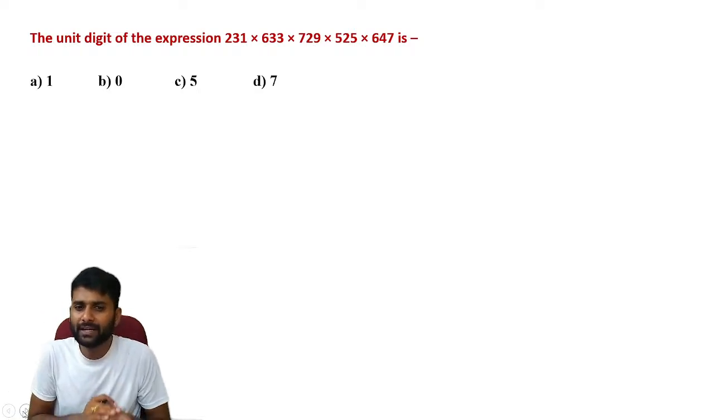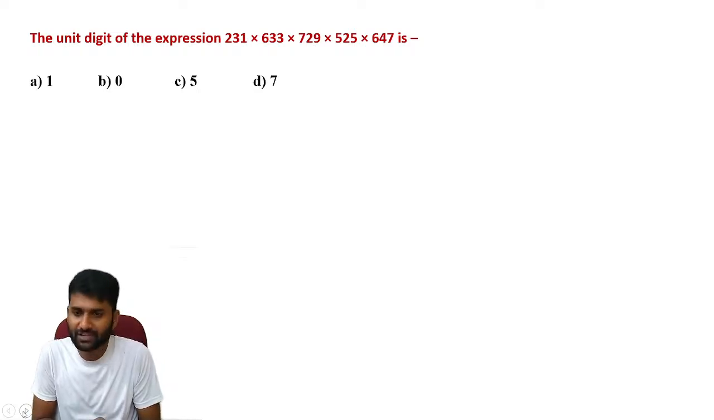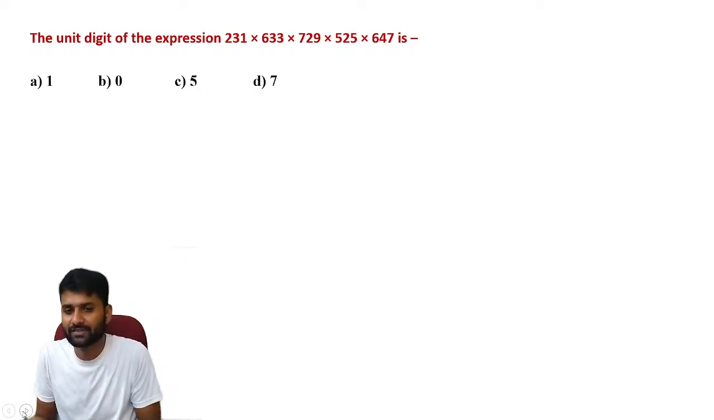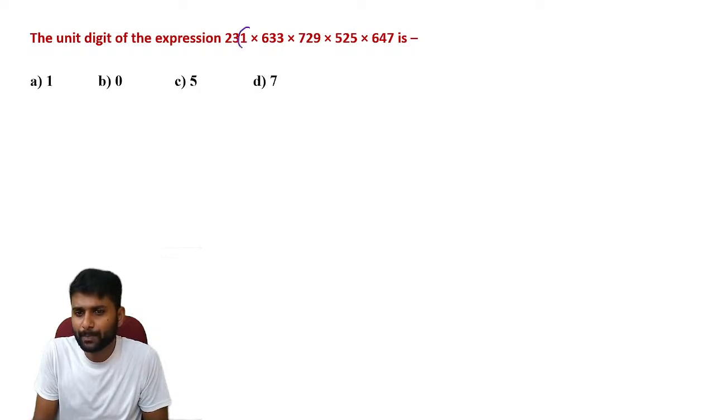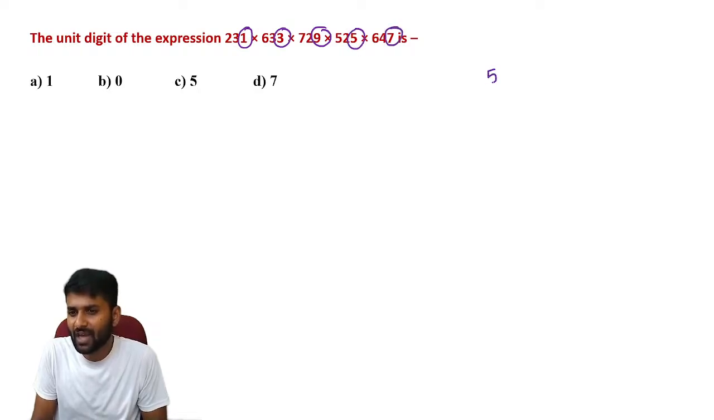Now see the unit digits of the expression 231 into 633 into 729 into 647. If you want the units place, pick only the units place value in the multiplication: 1 into 3 into 9 into 5 into 7. Guys, we have a 5.